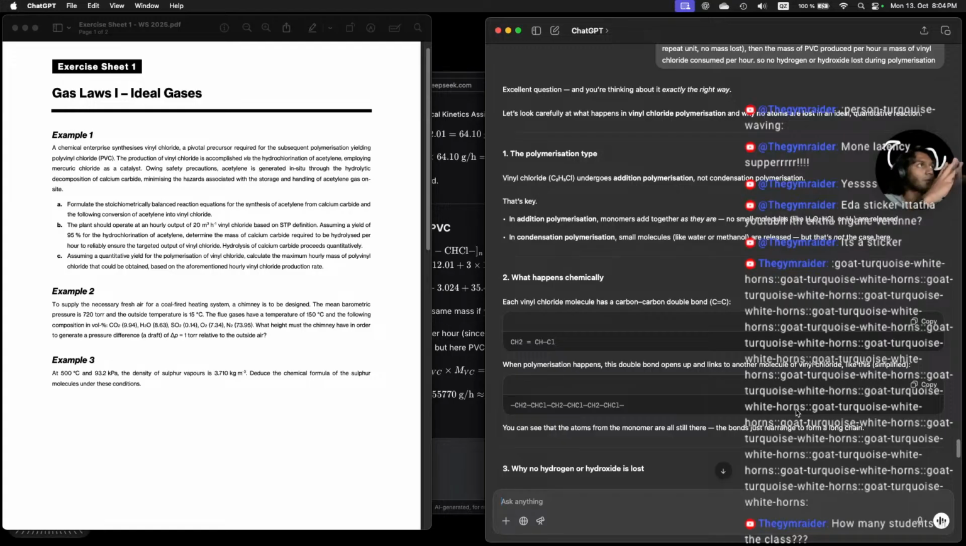So how do I start writing this? Polymerization is usually of two types: condensation polymerization, and... come on, fast, fast, fast. Think, think, think.